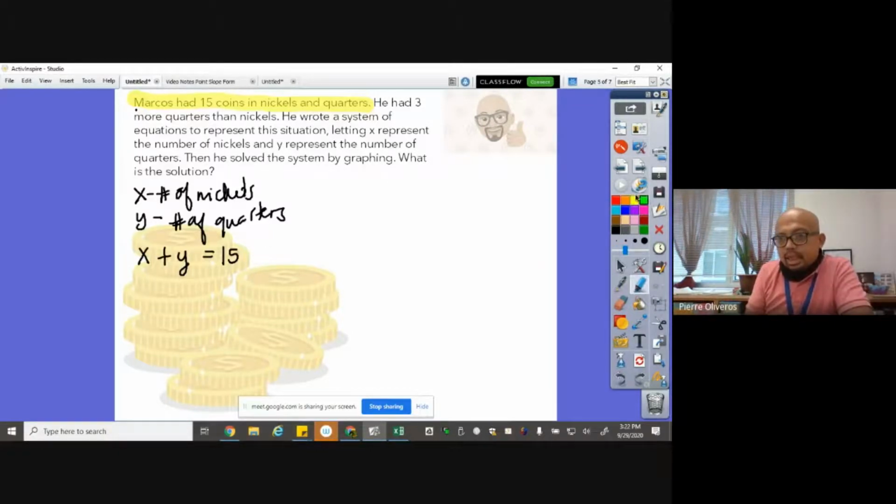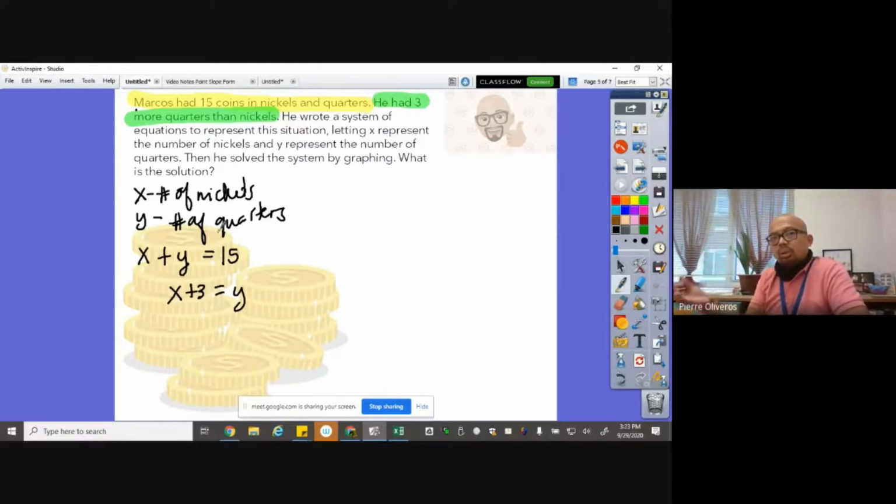The next hint here says that he had 3 more quarters than nickels. So therefore, if the quarters and nickels were the same, although he had 3 more quarters than nickels, you're gonna add 3 to where? Quarters or nickels? No, I'm wrong. X is the number of nickels. You're gonna add it right here because x is the nickels. So he had 3 more quarters compared to nickels.